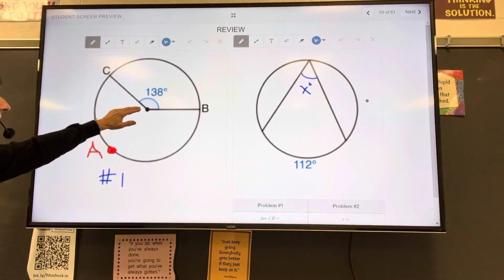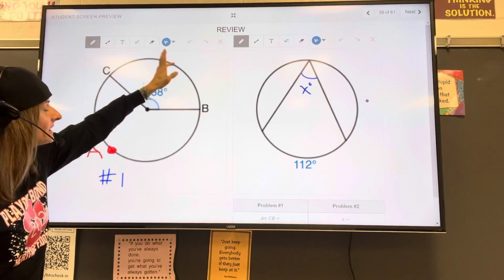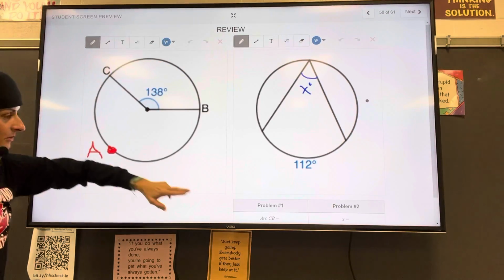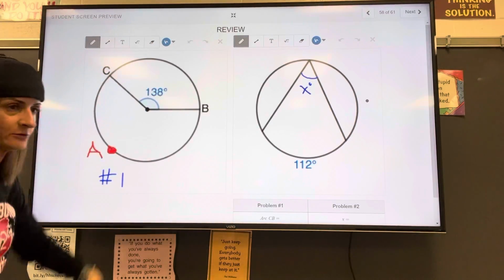Problem number 1 on slide 58. This is a central angle, so the measure of the angle should be the same as the measure of the arc. So this arc is 138. I think the problem is asking for that. Problem number 1 first asks for arc CB, and that's 138 degrees.